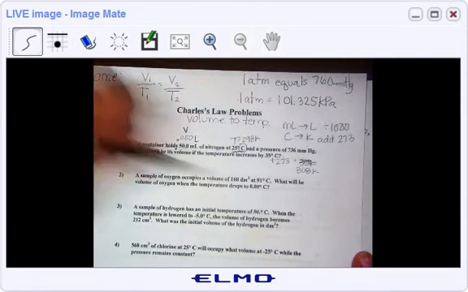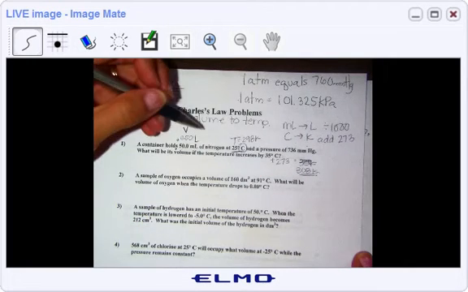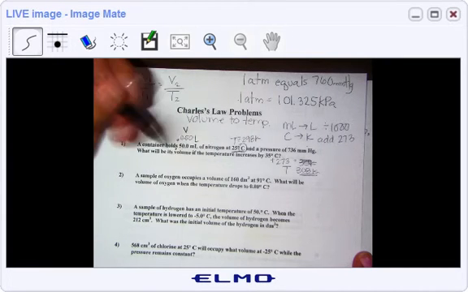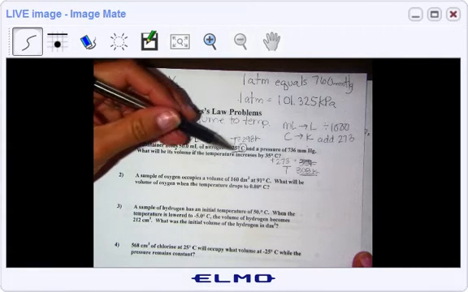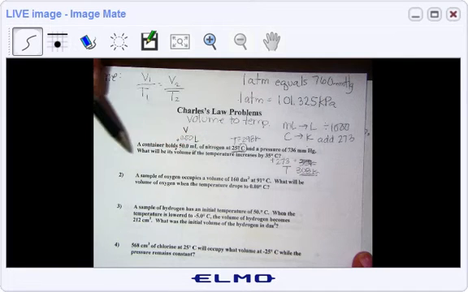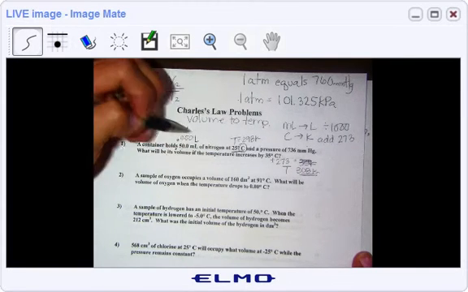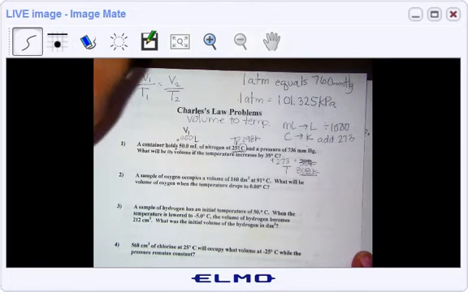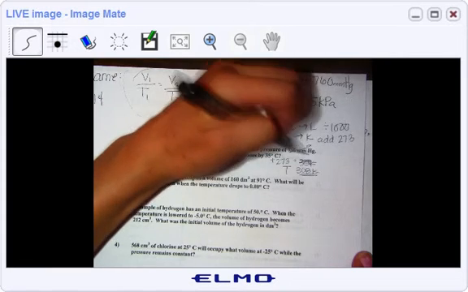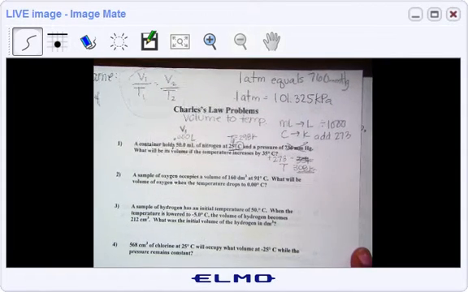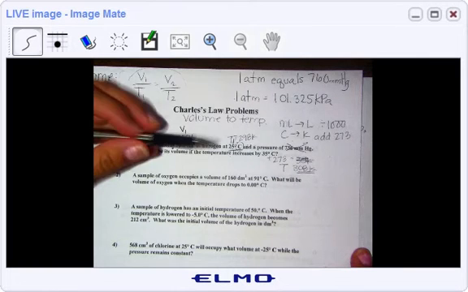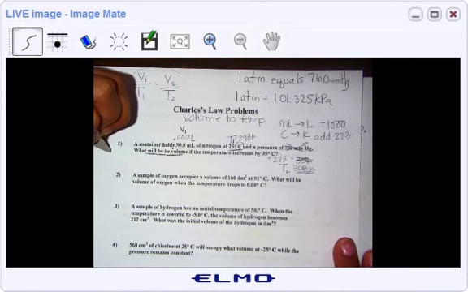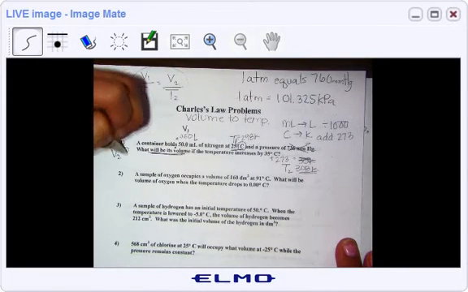Now I'm going to read the question in full so I can see which one was V1 and T1, V2 and T2. A container holds 50 milliliters of nitrogen at 25 degrees. What will its volume be if the temperature? So this is going to be my V1. This is what it started off with. There's my T1. And for this formula, we do not need to include this information. Okay? And this is my T2. The question is, what will its volume be? So for this one here, we do not know what V2 is.